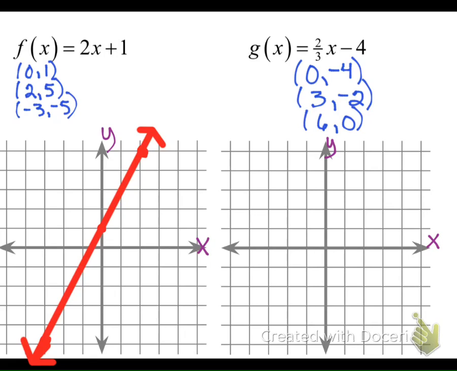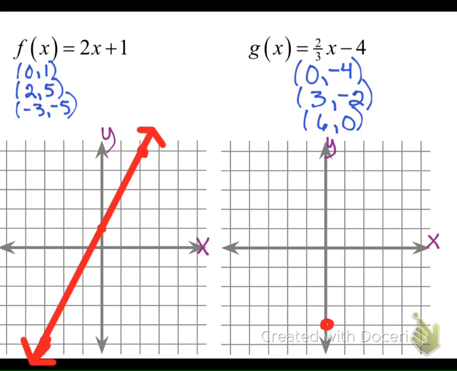So again, I'm going to start at my origin. My first ordered pair is 0, -4. So if I start at my origin, what do I do for my x value? Since it's 0, I stay put, right? My y value is -4, so I go down 4.